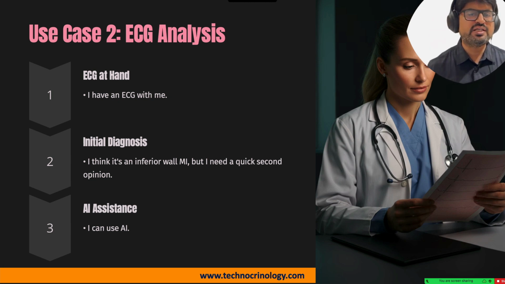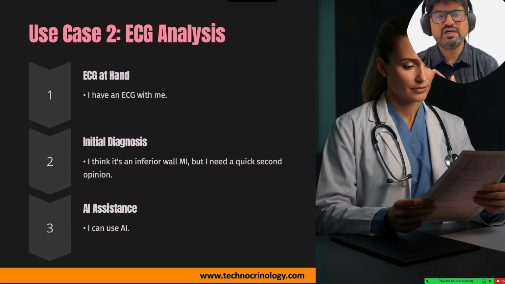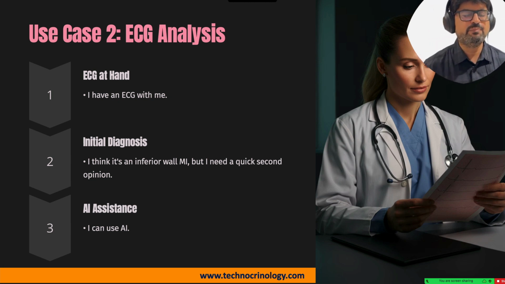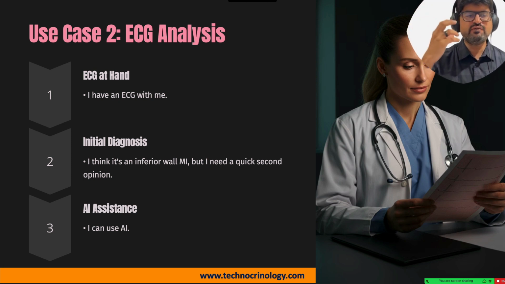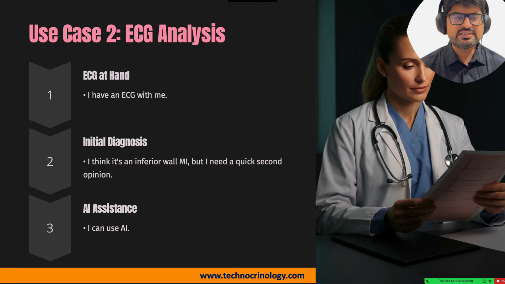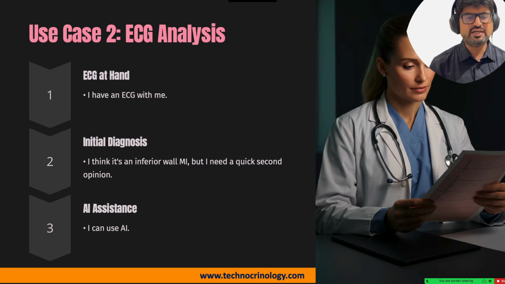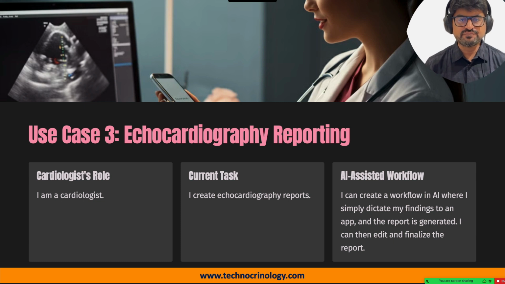Or let me give you another example. Let's say you have a retinopathy. You have a retina fundus picture, and you want a second opinion. You just want to make sure that the diagnosis you're making is exactly what you're thinking. That is where again you can use AI. So you can use AI to augment your diagnosis.